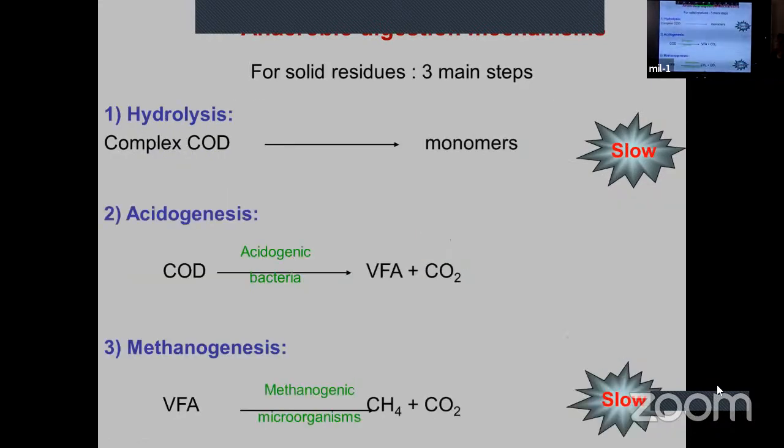For the solid residue, we have another step, which will be the hydrolysis and the conversion of complex COD into monomers. And this step is generally slow. So after that you have the same steps as before, with two slow steps, hydrolysis and methanogenesis. So according to the conditions, either hydrolysis or methanogenesis will be the limiting step.